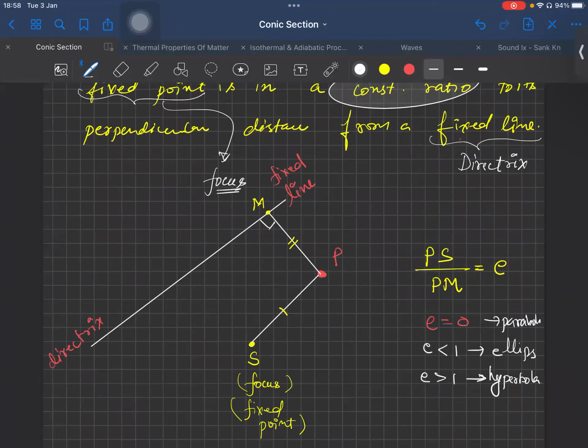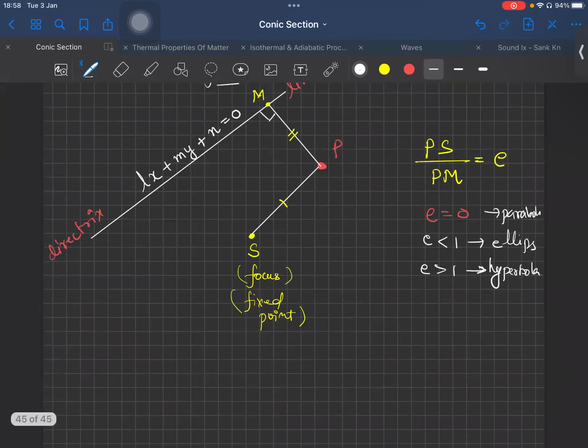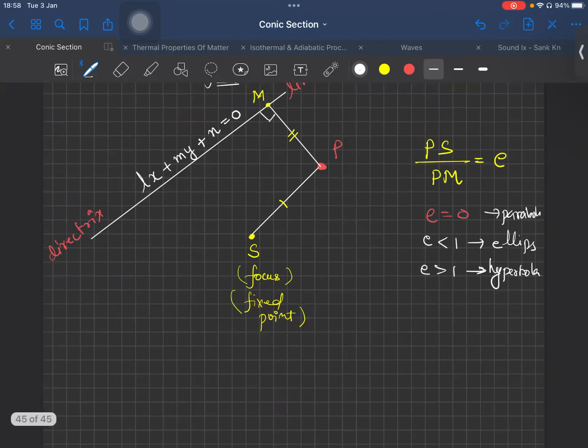Okay, so that's how we define it. Now let's assume the equation of this directrix is Lx plus my plus n equals 0, because it's a straight line. So this is the general equation of a straight line. And the fixed point, the focus S, let's say is (p, q). The coordinate of this point S is p comma q.